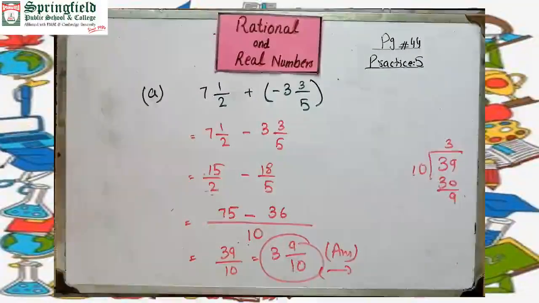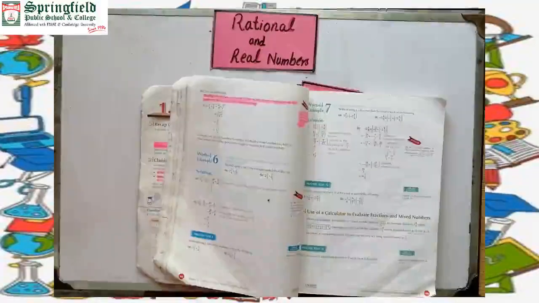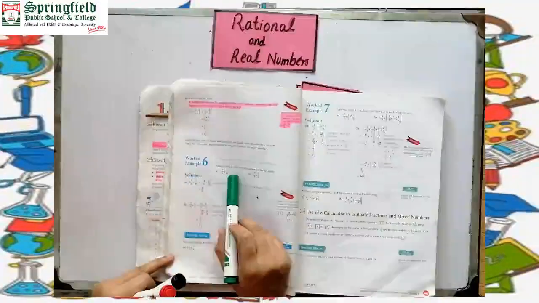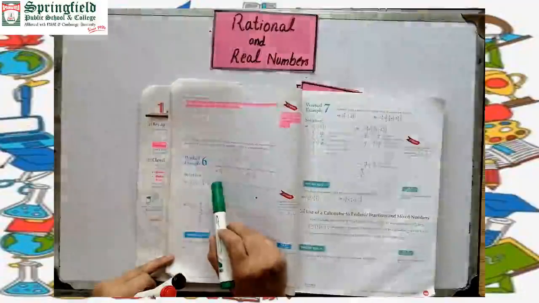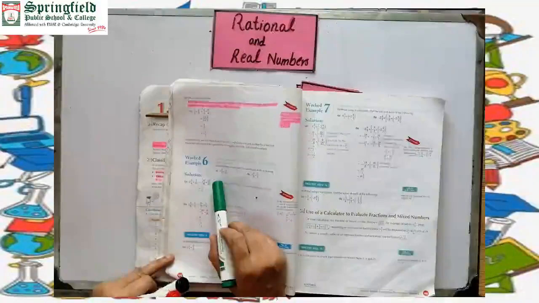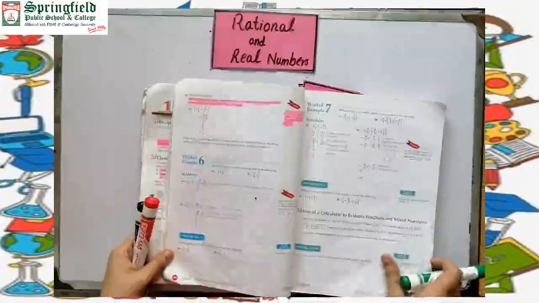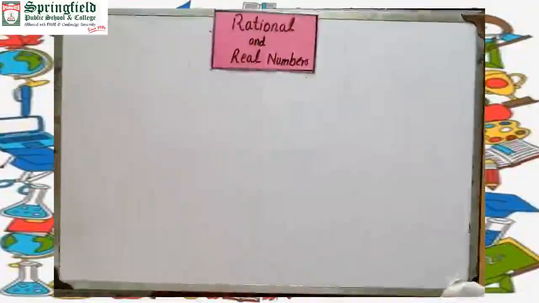Understood, beta? Okay, now part B is your task. Do this question in your notebook. Now turn the page and come to example number 6, page number 45. They are saying, without using a calculator, calculate each of the following. It means the multiplication of two or more numbers, how we can divide and multiply numbers. Fine. Okay, in the first part two numbers are multiplying.